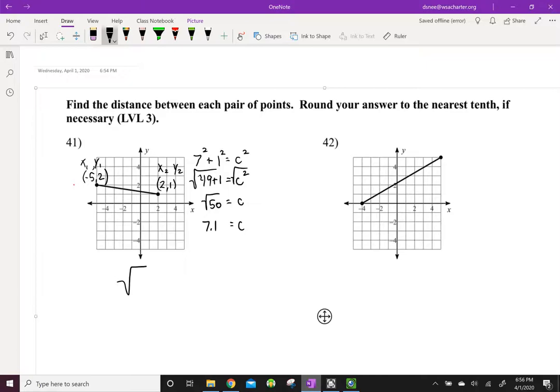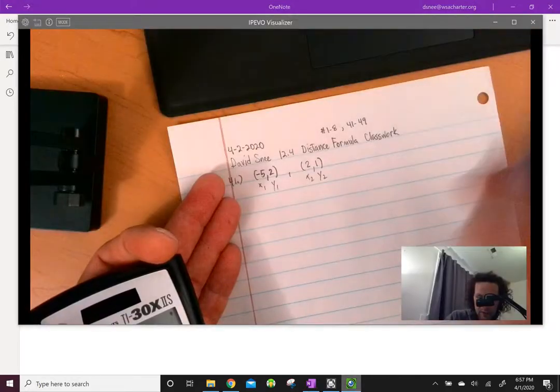So my points are -5, 2 and 41. For 41, you can use the distance formula or the Pythagorean theorem, whatever works. Again, my other points are 2 and 1. Okay, so x1, y1, x2, y2.